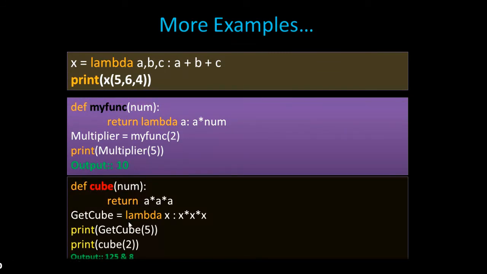So let me call our cube. We will pass 2, then it will return 2 into 2 into 2, that is 8. And when we call our get cube and pass 5, it will return 125. So I hope guys you have understood all the things. These are many examples for this.